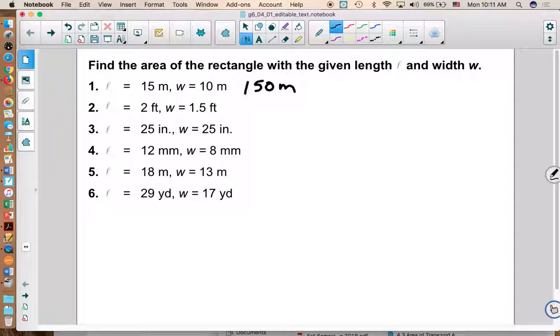2.5? I don't think so. Try again. What's it going to be, Jaslyn? 3 feet. Oh, and this should be 3 feet squared.